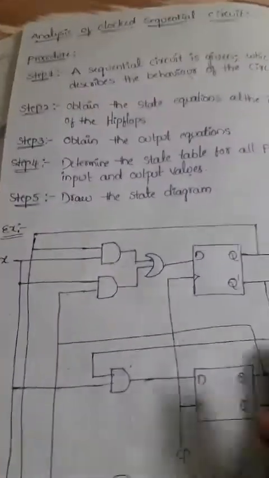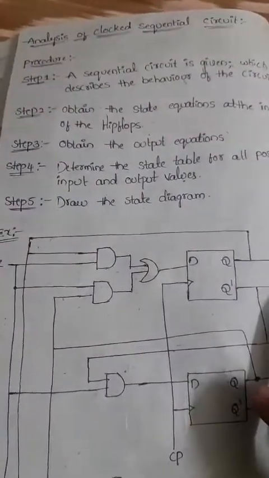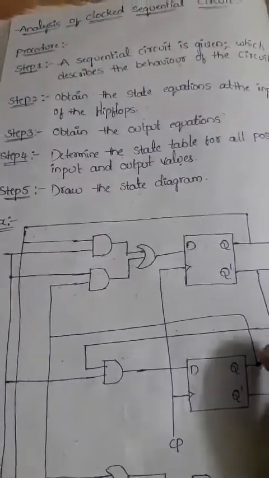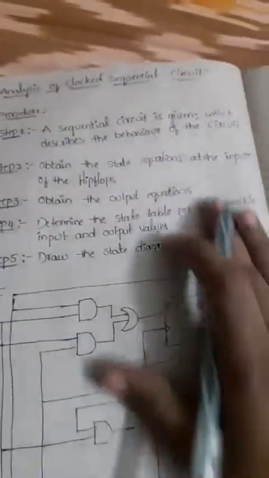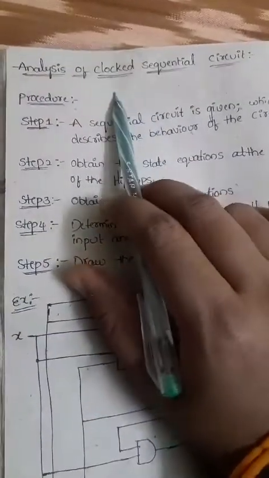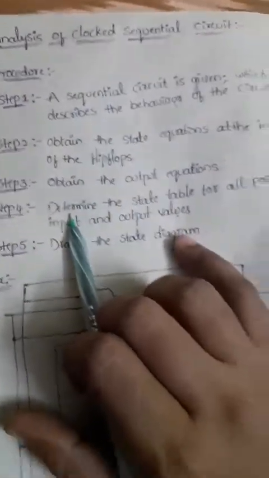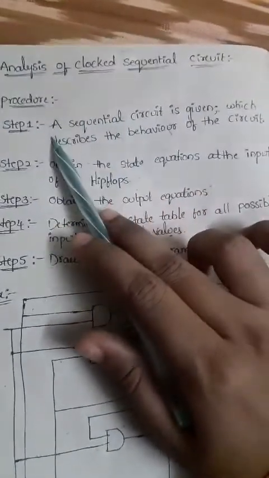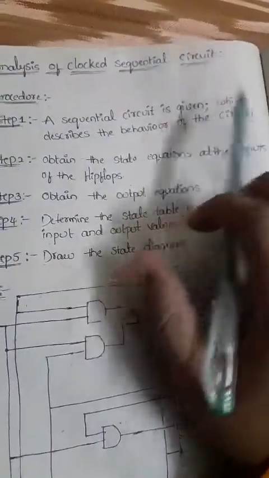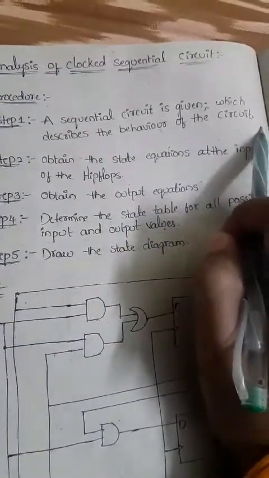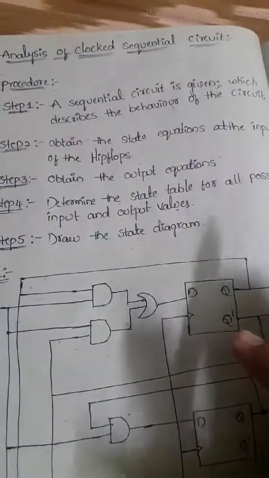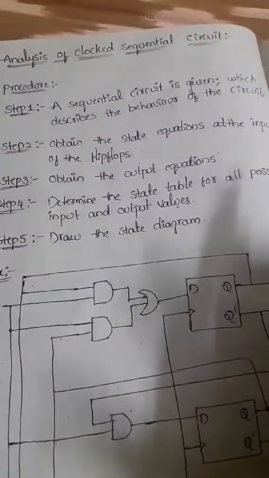Now we'll see that the analysis of a clocked sequential circuit has a procedure. What are the steps? The analysis procedure generally consists of 5 steps. The first step is that a sequential circuit is given, which describes the behavior of the circuit. That means they directly give one sequential circuit, which describes the input and output equations.